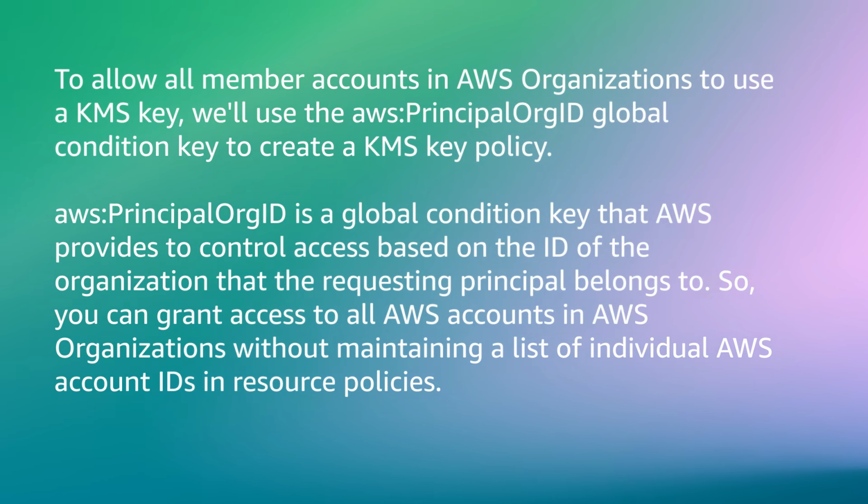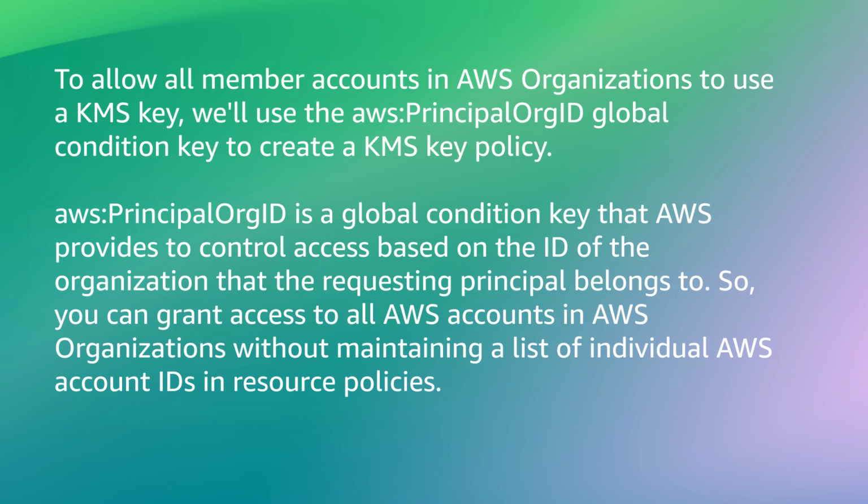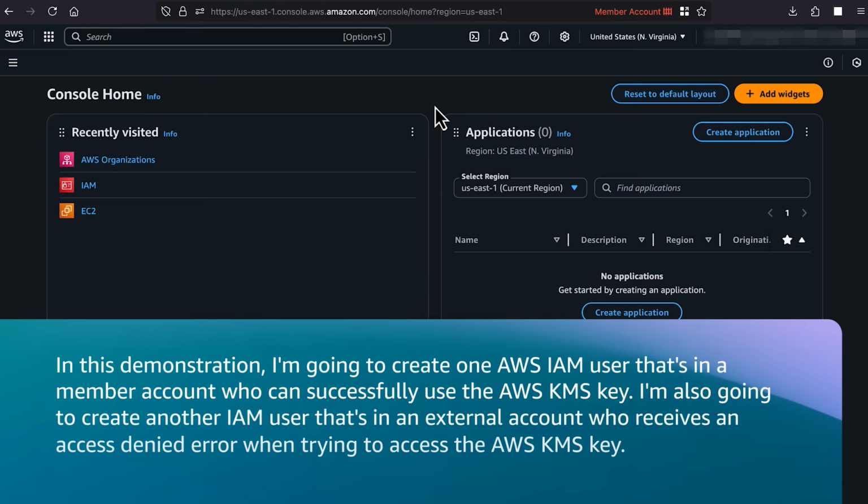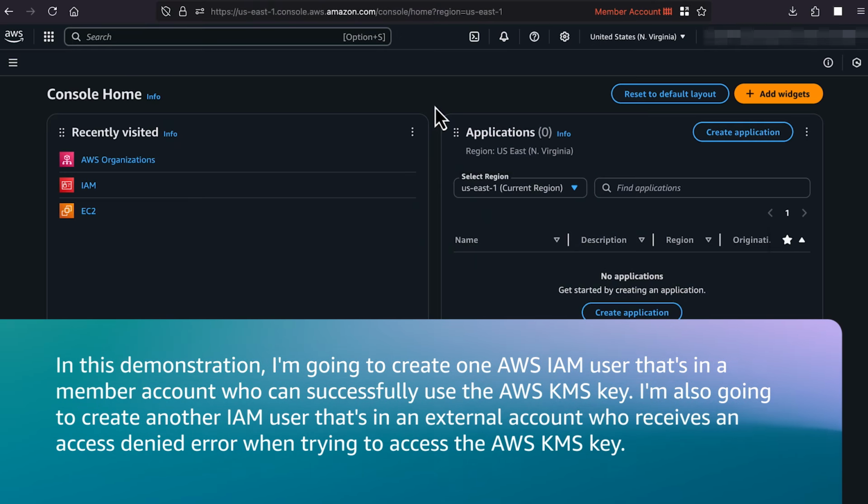aws:PrincipalOrgID is a global condition key that AWS provides to control access based on the ID of the organization that the requesting principal belongs to. So, you can grant access to all AWS accounts in AWS Organizations without maintaining a list of individual AWS account IDs in resource-based policies.